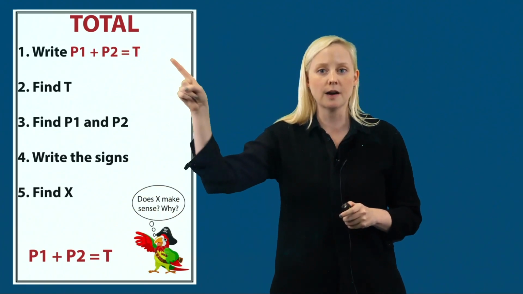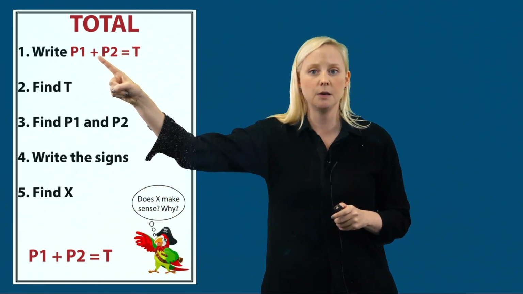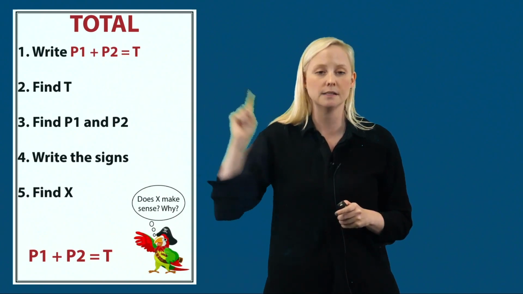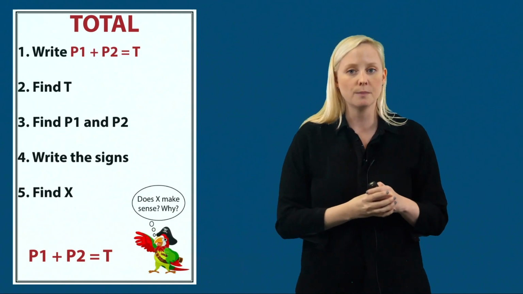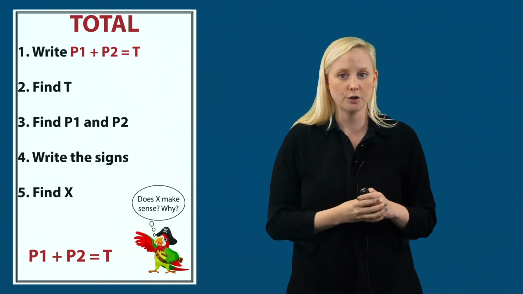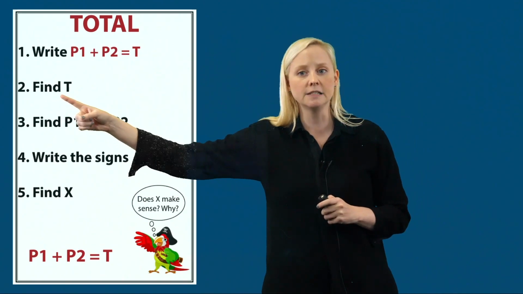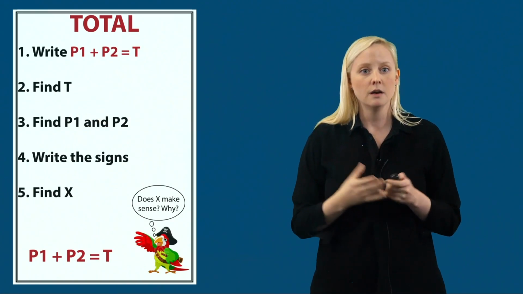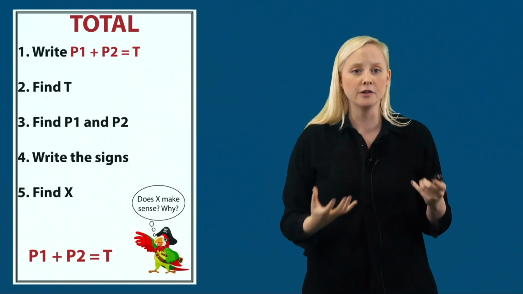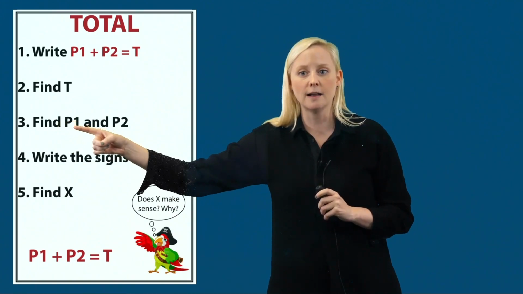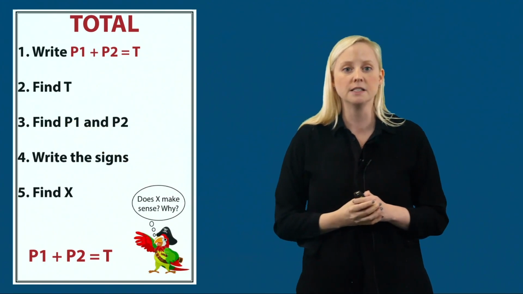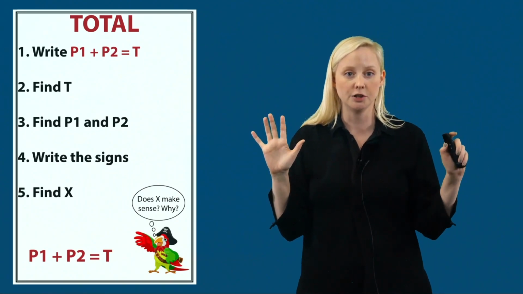The first step is to write the total equation, which says P1 plus P2 is the same as the total. P1 stands for part 1, P2 stands for part 2, and T stands for total. Step 2 says find T, or the total. Sometimes we will know the total, other times the total will be missing information. Step 3 says find P1 and P2. That means find part 1 and part 2.